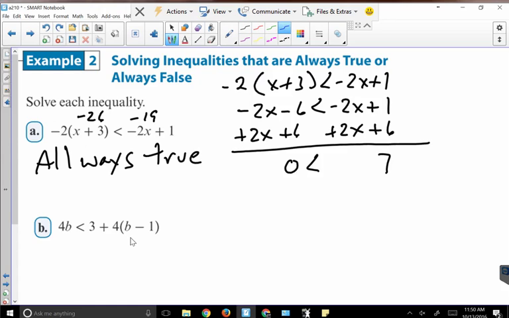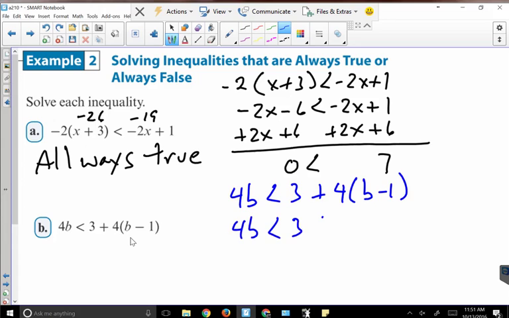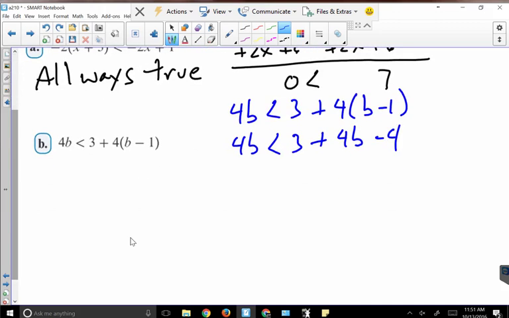So I've got 4b less than 3 plus 4 multiplied by b minus 1. 4b less than 3, 4b minus 4. Use the distributive property there. And I've got 4b less than, oops, hold a sec. 3 plus negative 4 gives me a 1 plus 4b.